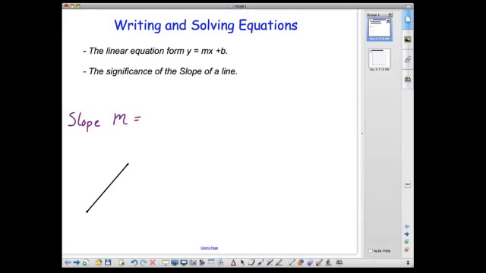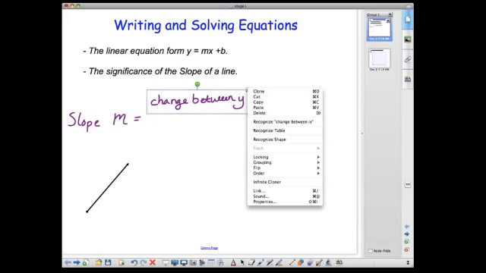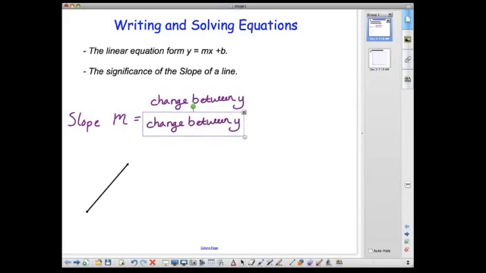We need to know the distance between y, or the change between two y values. And we also need to know the change between the x values. And the way we do that is we have two coordinate points. We have coordinate point 1, and that can be written as x1, comma y1. And we have coordinate point 2, which can be written as x2, comma y2.